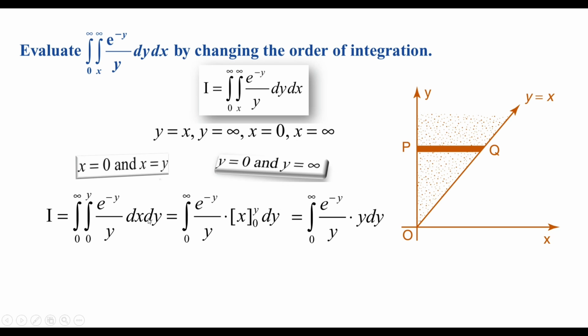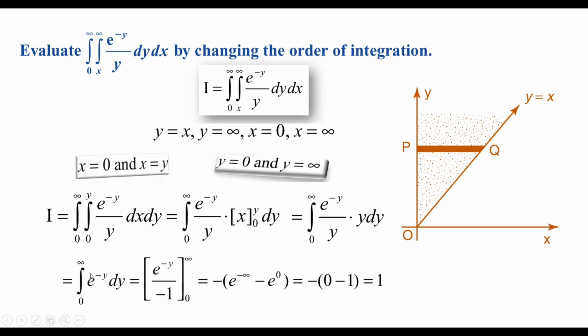While integrating with respect to x, y can be treated as a constant, so the integral of 1 dx becomes x. Evaluate the limits between 0 and y. We have y minus 0, which becomes only y. Here y cancels out. We have only e power minus y. Integration of e power minus y with respect to y becomes e power minus y by minus 1. Consider the limits between 0 and infinity. Negative 1 times, wherever you have y, replace it with infinity for the upper limit and with 0 for the lower limit.